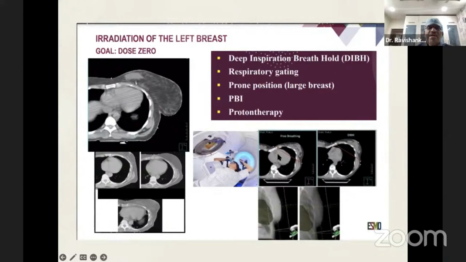You can also use respiratory gating, or prone position, which is a little cumbersome for the patient, but it's very good. If somebody has a very large breast, probably prone position is the best way to reduce the heart dose. Or you can use proton therapy if the patient can afford it, or PBA.